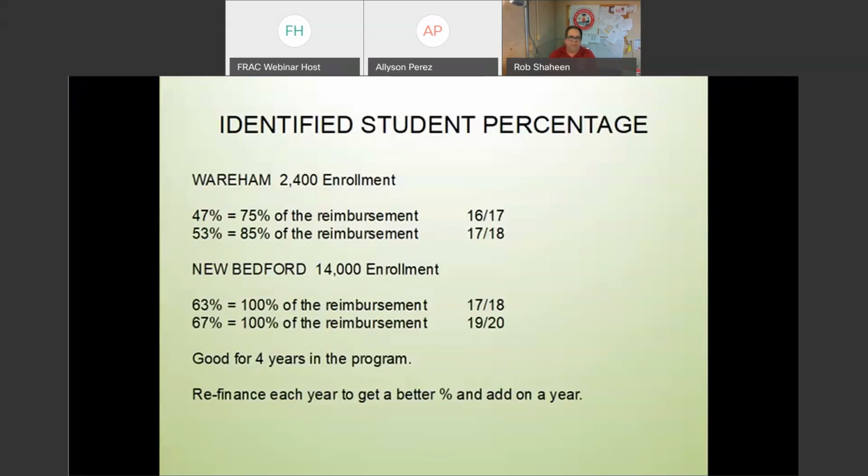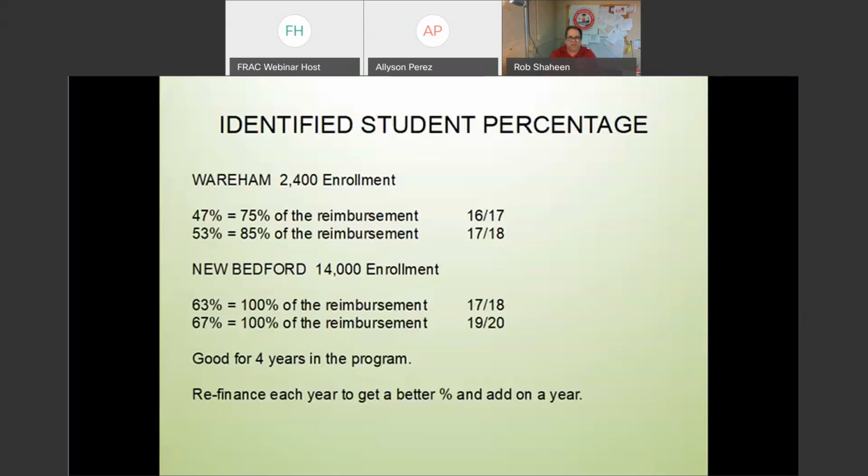So here's how I was able to figure out what my identified student percentage was in Wareham. Like I said, we had about 2,400 students enrolled. The first time we got into the program, it was about 47%. So that equates to about 75% of the reimbursement. And I was a little nervous. It was my first year there, in 2016-17. And so I'm like, geez, well, I may be able to make it work where I'm not going to get the 100%. So the superintendent was really adamant about, listen, we're going to do it. We're feeding the kids. We'll make it work.